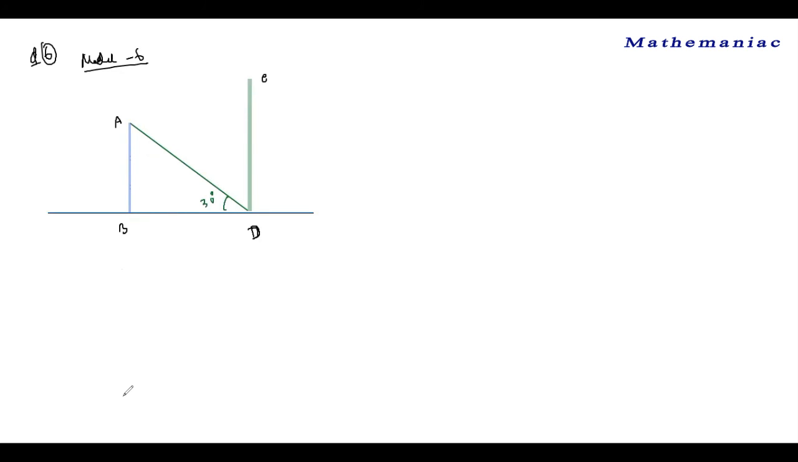And one person who is sitting at the base of tower AB is looking at the top of tower CD, and suppose this angle of elevation is 60 degrees, and the shorter tower is suppose 20 meters. I am asking you what is the height of the bigger, taller tower. This is the question. Here, of course, we did not use the angle of depression. We use the angle of elevation.